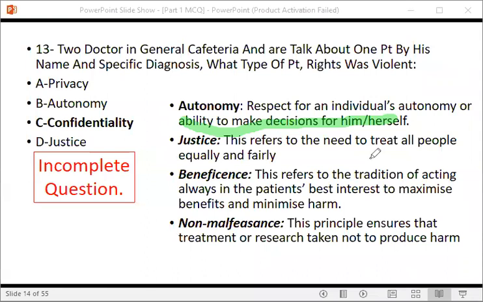Non-maleficence, the principle ensures that the treatment or research taken does not produce harm. وهذه غالبا تكون بالـ research project والـ exploratory laparotomy. Once I open the patient's tummy or I'm doing research, I'm not going to do something that would harm the patient.